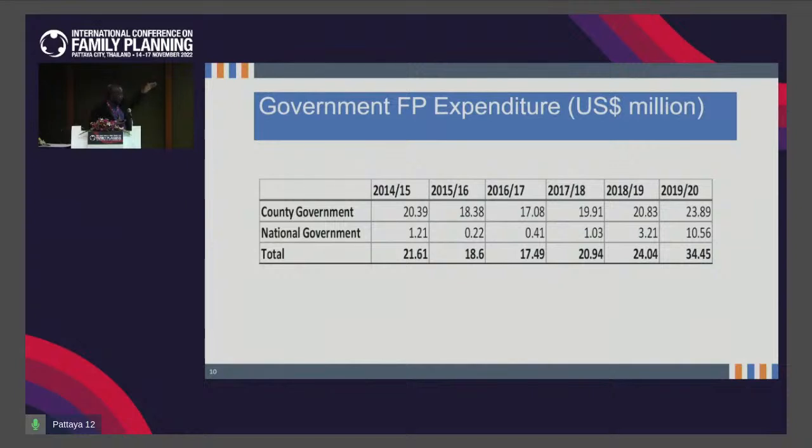And we see that from 2014 to 2015, there was a decline in total government expenditure up to 2016-17, when government now started to prioritize FP commodities. For this year, government was not putting in money for commodities, so the expenditures now started to increase, especially from the national government. You see there is increase in 2018-19 and 19-20, and part of that is attributed to government expenditure on FP commodities.